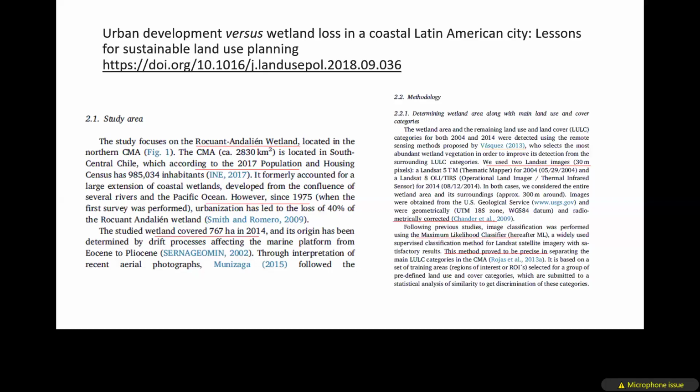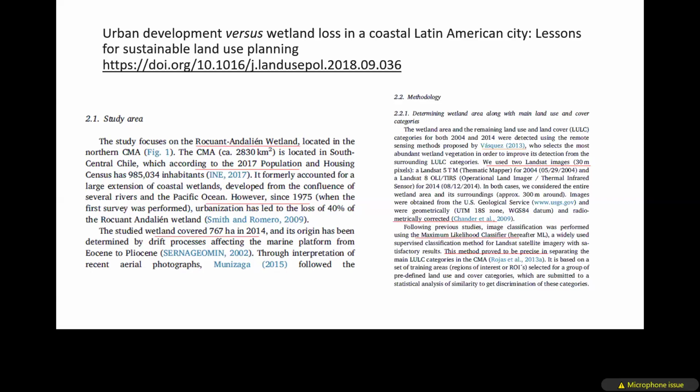Now on the right hand side, this particular author tries to summarize the methodology adopted, right? You can see the wetland area and the remaining land use and land cover categories for both 2004 and 2014. Now, 2004 and 2014 is the comparison that they are going to do, I suppose, detected using remote sensing methods. First, he's referring to this particular author, Vasquez 2013. This reference is made because the land cover categories are taken from this reference. He is not building them. So he's referring to the previously published paper.